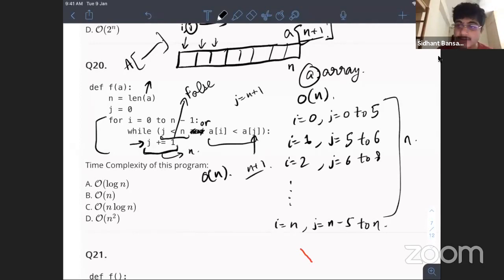Yes, Sachin is right. It may result in an index out of bound problem. There's a high chance that it will give a runtime error because of the OR condition: this condition will be false, but it'll still go on checking the second condition, which is A I less than A J, and it'll go into a runtime error.